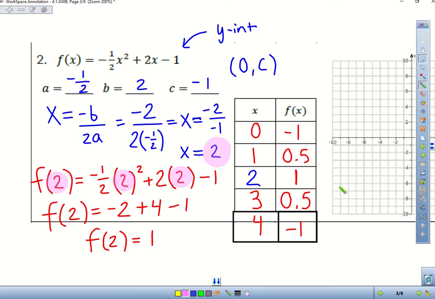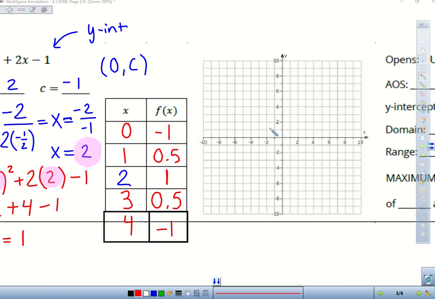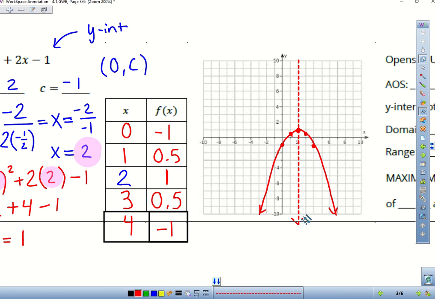So it looks like we did our vertex correctly because the values around it match each other. And now we're going to go ahead and graph it on the coordinate plane. So we have 2, 1. We have 1, 0.5, 3, 0.5, 0, negative 1, and then 4, negative 1. So I just connect the dots, and then my axis of symmetry goes right through the middle.